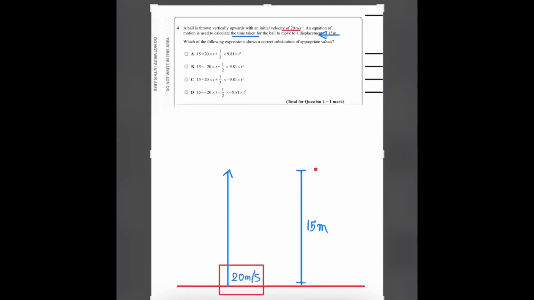So we can use the SUVAT equation, where S is the displacement, U is the initial velocity, V is the final velocity, A is the acceleration, and T is time. We have a displacement of 15 meters and an initial velocity of 20 meters per second. When it has traveled 15 meters, the final velocity would be 0, since the ball would go up and fall again on the ground. So at this point the velocity is 0 meters per second.